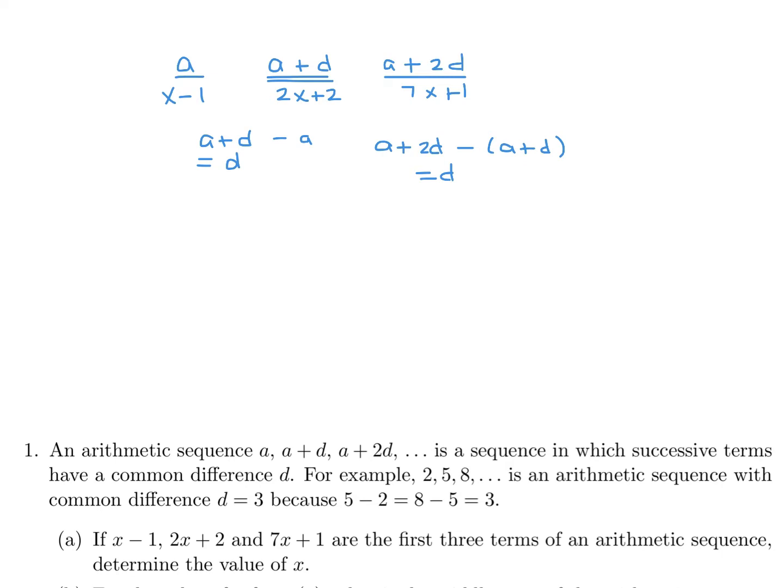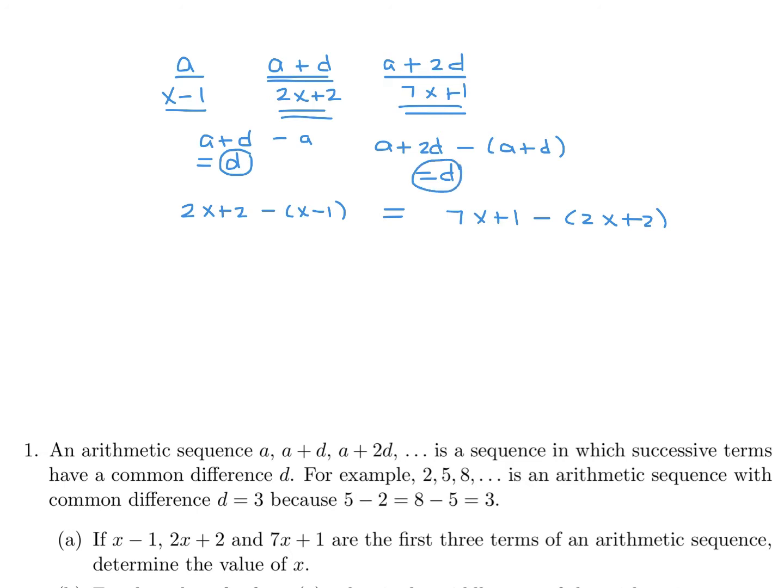So you're basically going to do the exact same thing, but now with these guys. So you would take 2x plus 2 and subtract from it x minus 1. And then over here, you would take this guy, which is 7x plus 1, and subtract from it this one, which is 2x plus 2. And both of these will be equal because they both equal d. There you go. That's the mathematical equation.